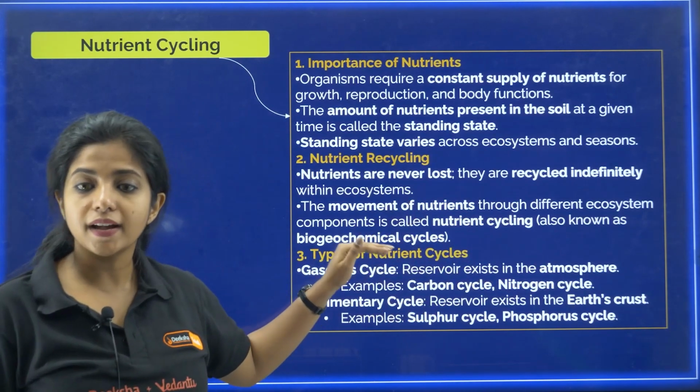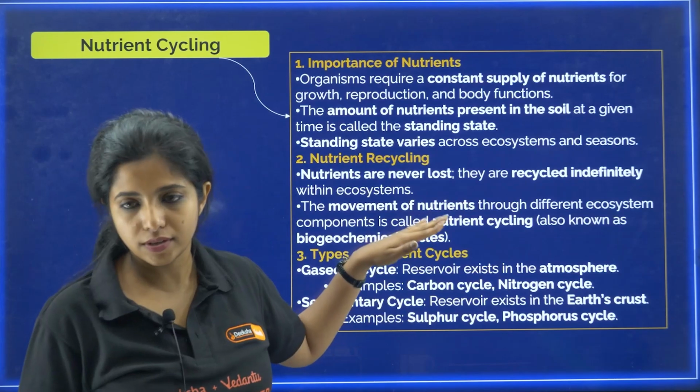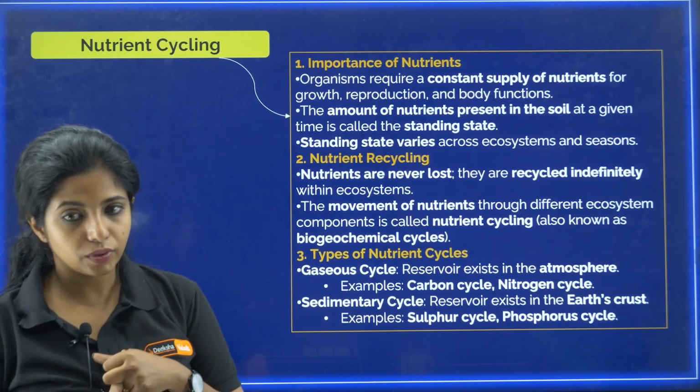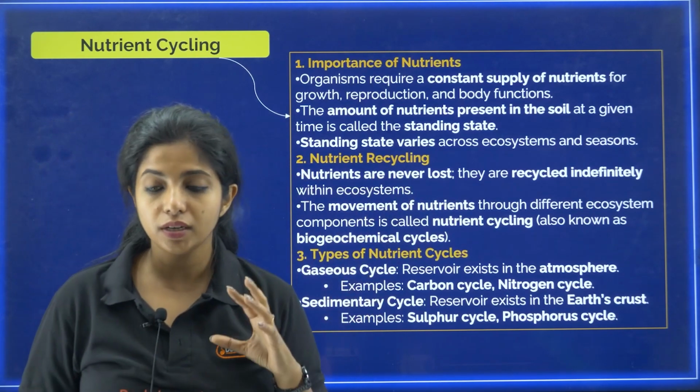You also call this biogeochemical cycles. Okay, biogeochemical cycles or nutrient cycling, either way. So nutrients are never lost, they are recycled indefinitely within the ecosystem, and the movement of nutrients through different ecosystem components is known as nutrient cycling.